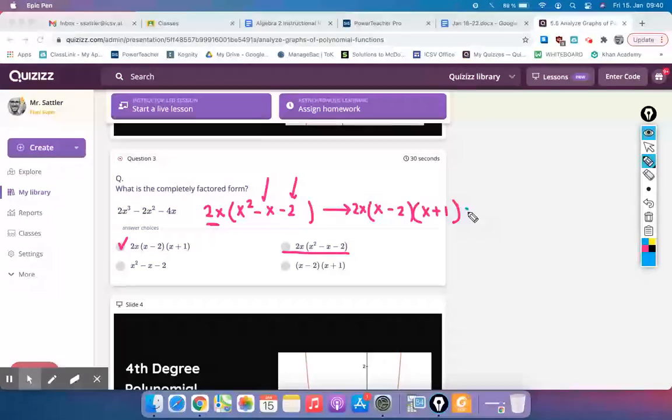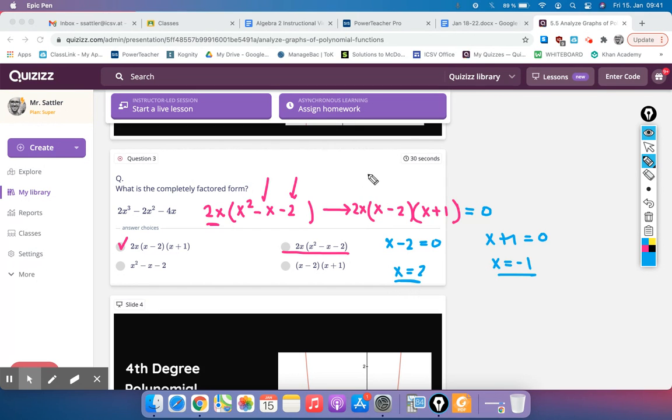If we set this equal to 0, x minus 2 equals 0. Okay, what value of x would make this true? x equals 2. And then if we set the other factor, x plus 1 equal to 0, what value of x would make this true? It would be -1.